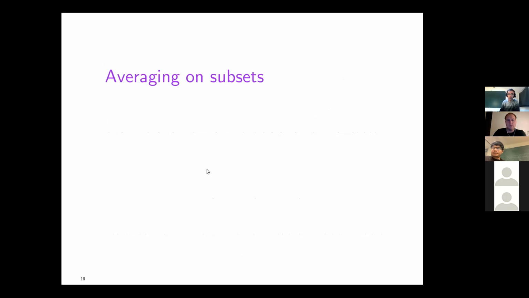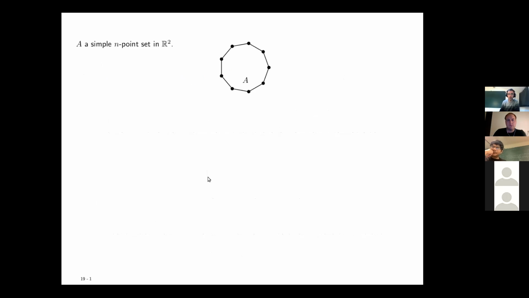So what do I mean by averaging on subset? This is the first idea that Imo told me over lunch in Mexico, when he said he could do something. His idea was the following: take a simple endpoint set in the plane, here in convex position, but it can be anything. Now let us take some line L that splits the point set, so there are points of A on both sides of L.